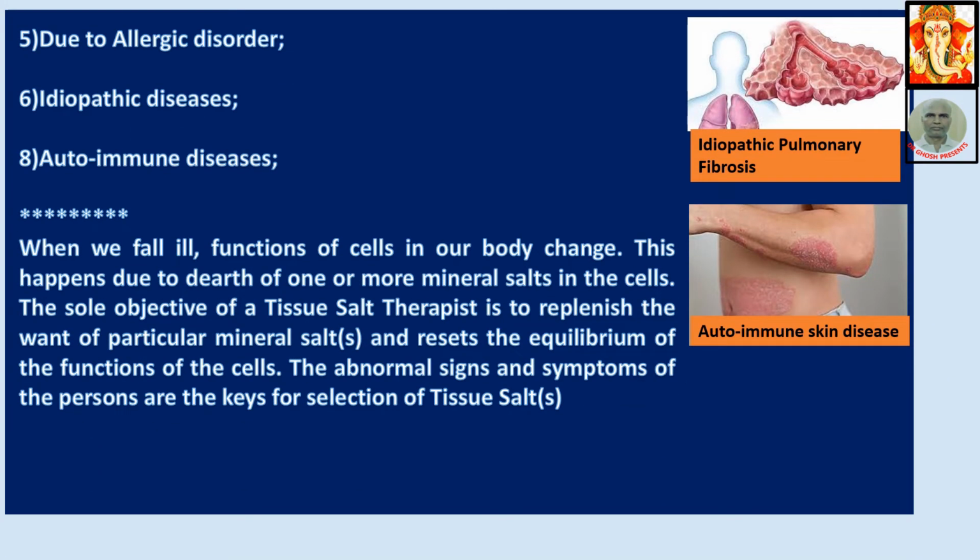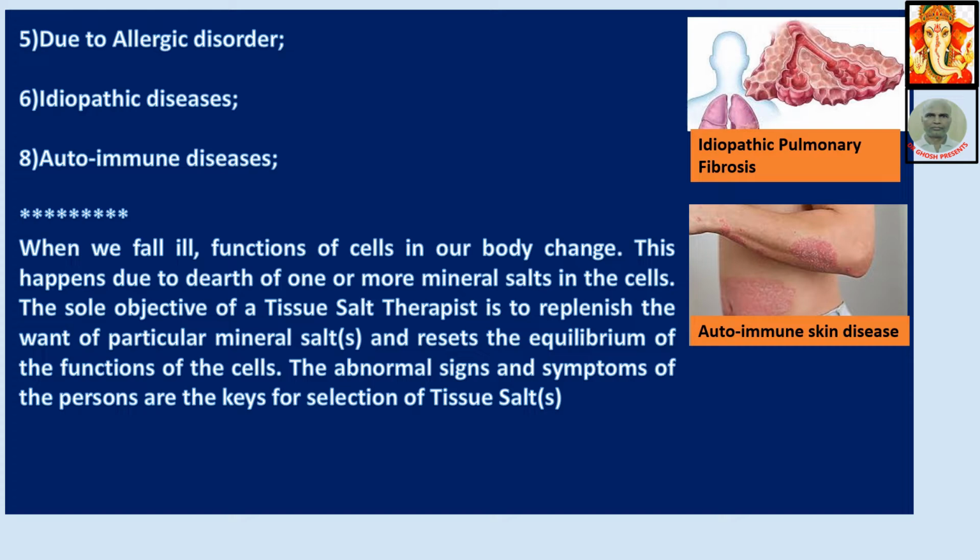Number five, due to allergic disorder. Number six, idiopathic diseases. Idiopathic diseases mean diseases which have no reasons, no causation, no scientific causation. These are called idiopathic diseases. Autoimmune diseases are those where our immune system attacks our body tissues and causes disease. These are very difficult to cure. Anyway, there may be others also. So a star has been given.